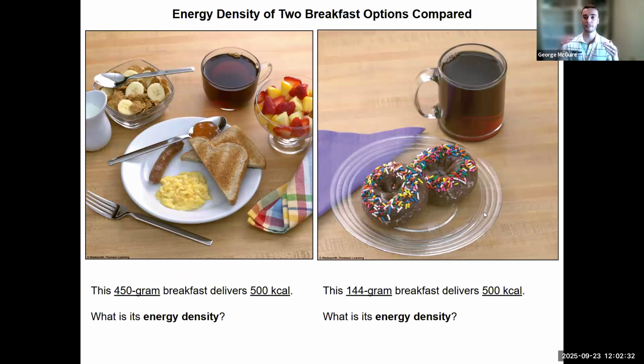And so, applying this on a larger scale, looking at a whole meal, we can calculate energy density if we know the overall mass. So this breakfast on the left is 450 grams of food.